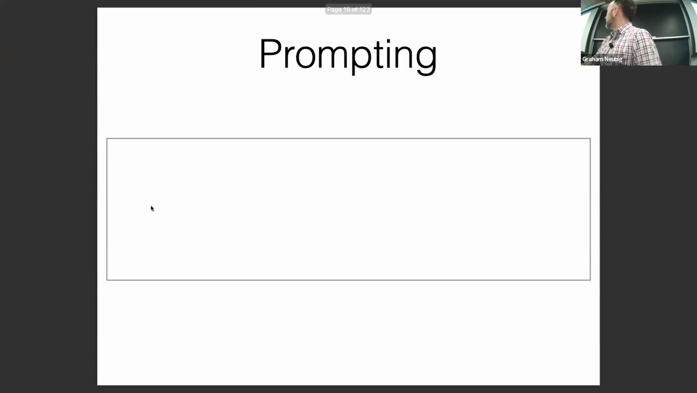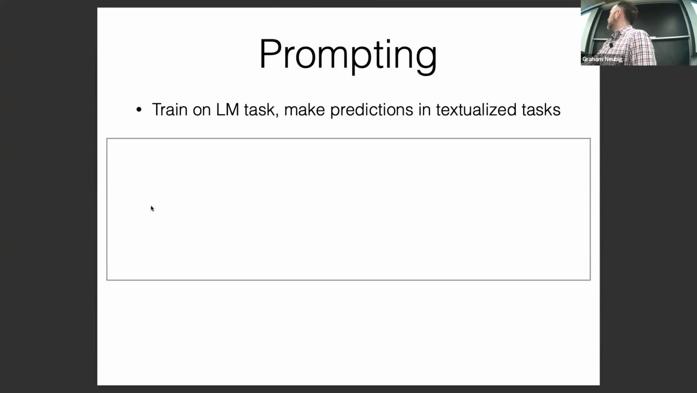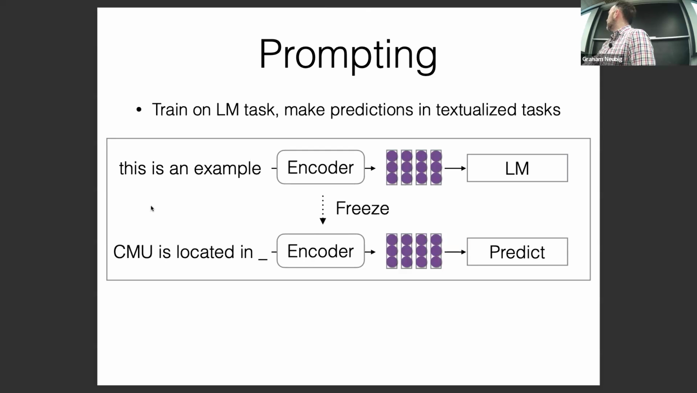Let's move on. So we talked about prompting before. I'm just going to go over that very quickly, just say it for completeness. When we're prompting, we have an encoder. We train it on language modeling or whatever else, but then we freeze it and then we specify the task by a prefix like this.